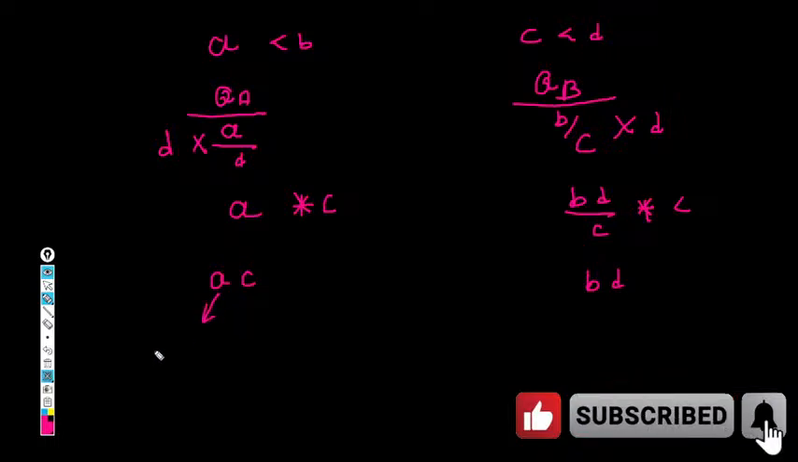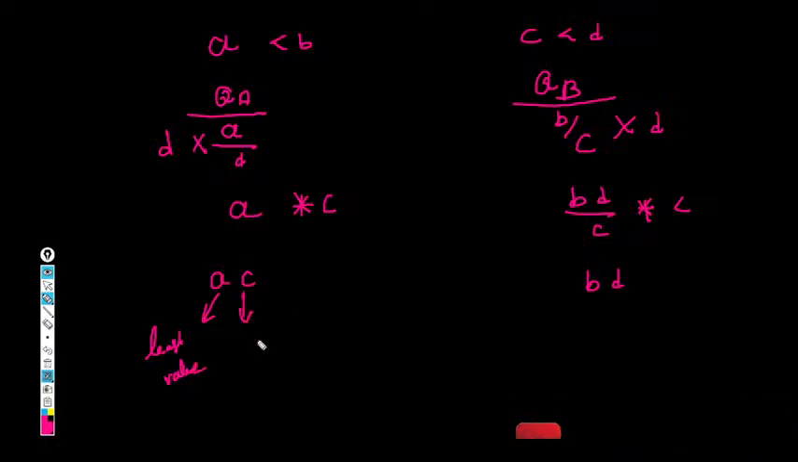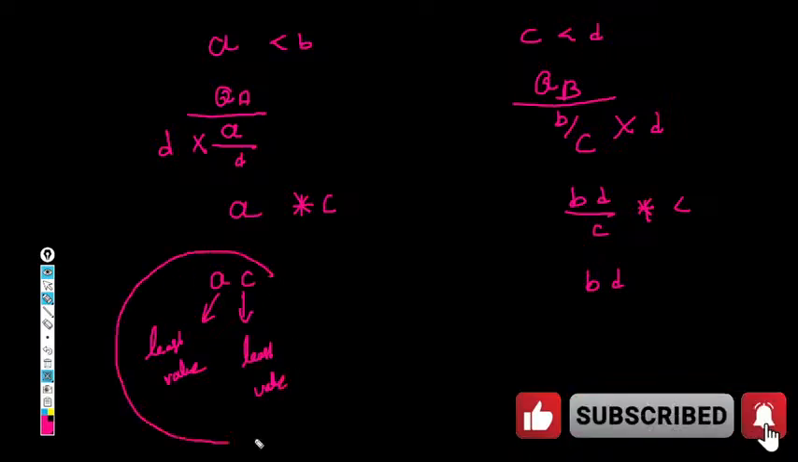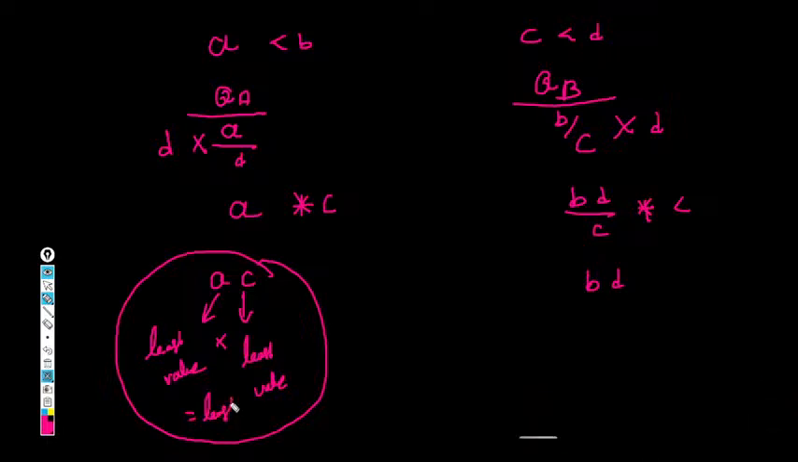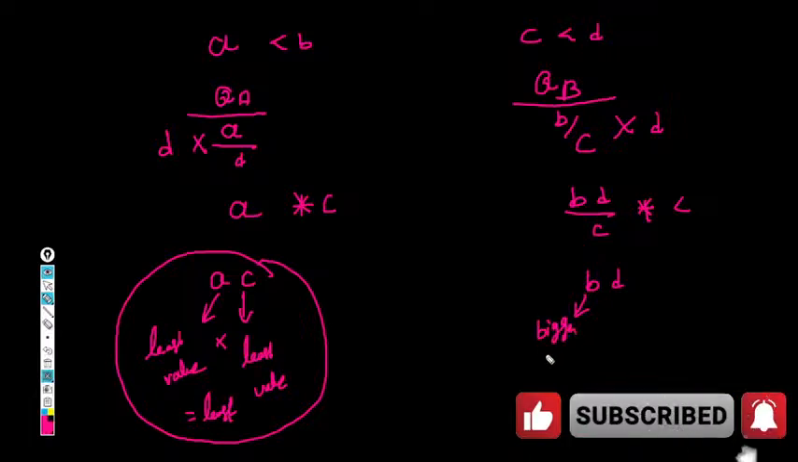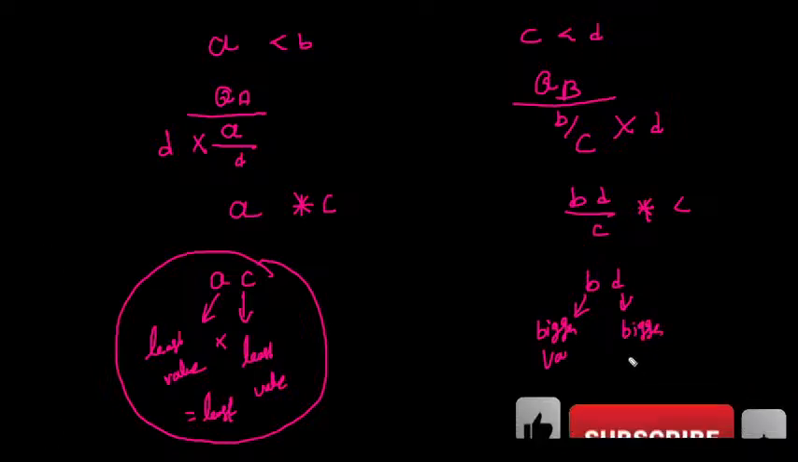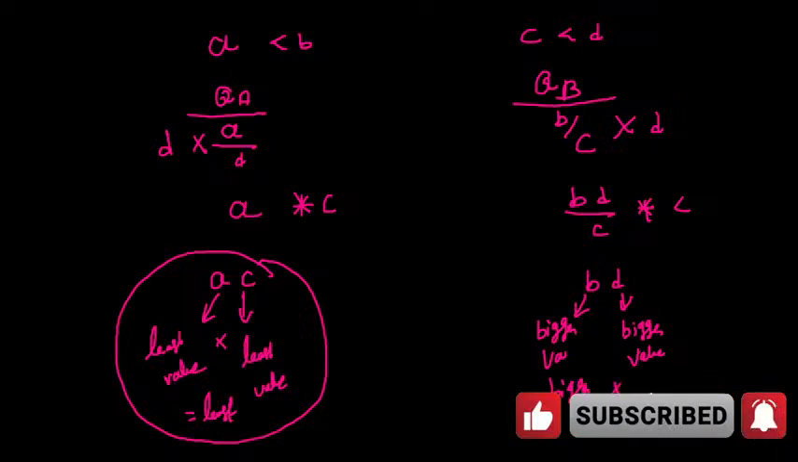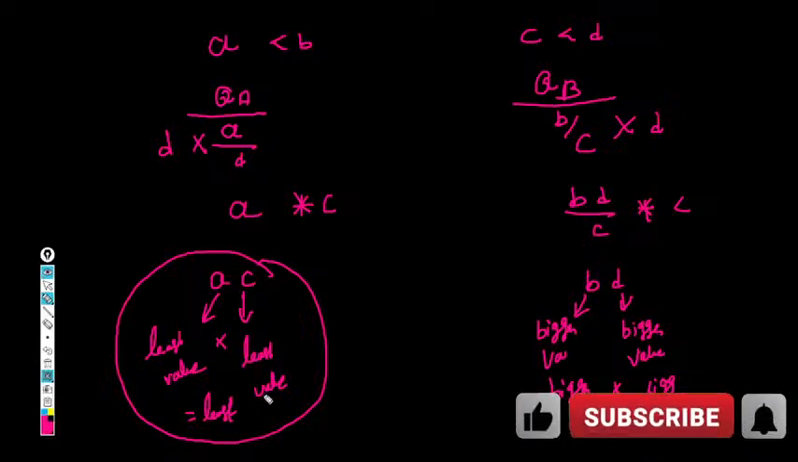Here A is the least value. C is also the least value in terms of positive numbers. In terms of positive numbers, least into least will give the least value compared to other things. Here B is the bigger value. D is also the bigger value. If I do bigger into bigger, in comparison with other quantities, I will be getting the bigger quantity only.